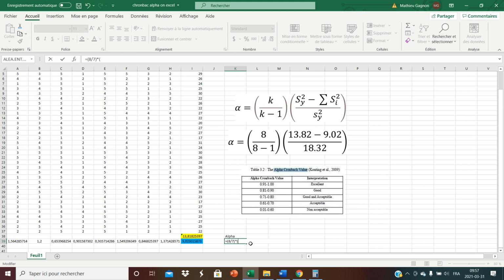8 divisé par 7. Alright. Je peux sélectionner mes chiffres ici là aussi. I can select the numbers here also instead of entering them. I don't know why I did it that way. So it's actually this minus this, close bracket, parentheses, whatever, divided by, again, this.